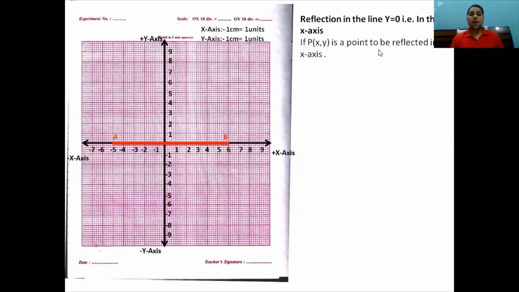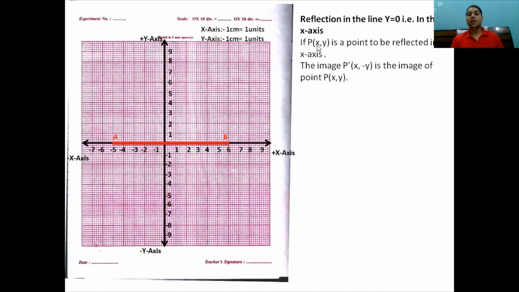If P(x, y) is a point to be reflected in the x-axis, then the image P dash (x, -y) is the image of the point P. If we have a transformation in the x-axis plane, or we place the mirror along the x-axis, in that case point P will be transformed into (x, -y). So what we just have to do is change the sign of the ordinate, or change the sign of y here.